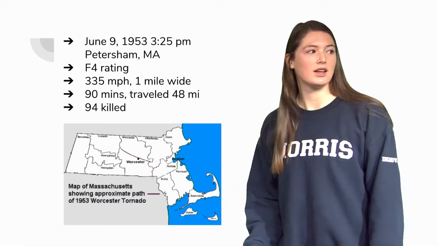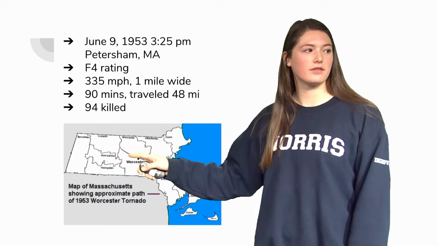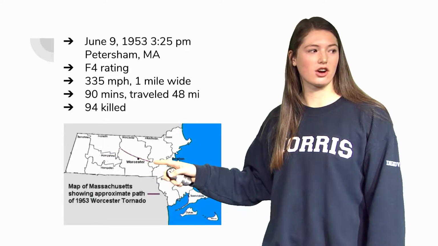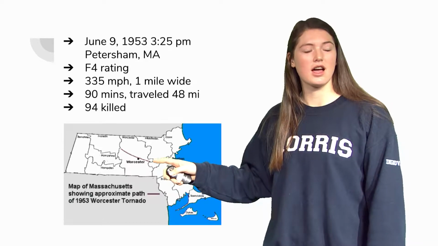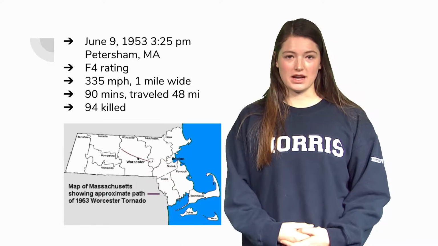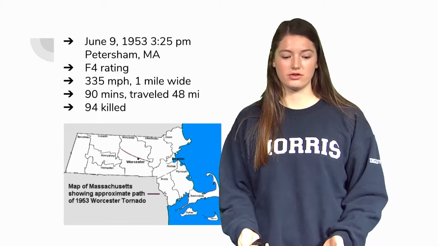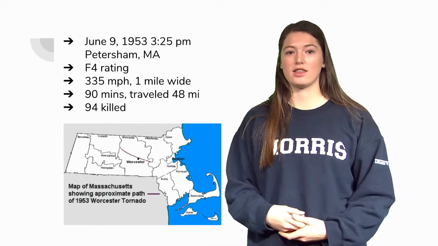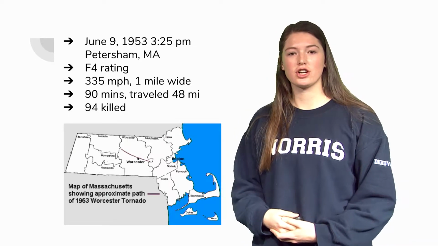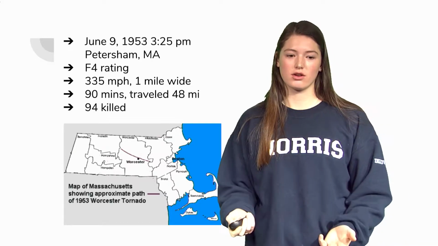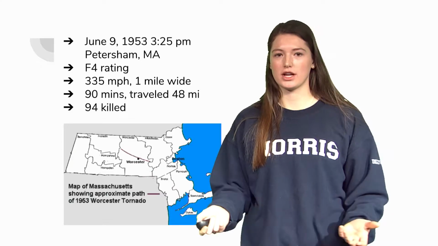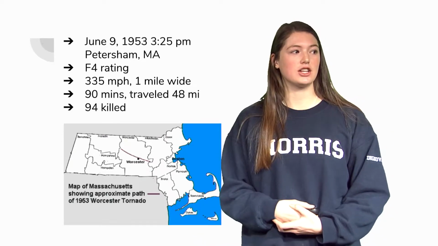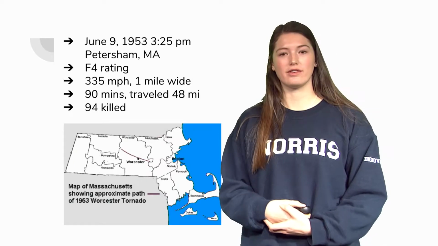It started right over here in Petersham, Massachusetts, and then traveled way over here across Worcester County. It reached an F4 rating, which is on the Fujita scale, rated from F1 to F5 depending on the damage. It reached 330 miles per hour winds, according to the data, but we're not exactly sure because that happened so long ago. 94 people were killed, and it traveled 48 miles in a total of 90 minutes.